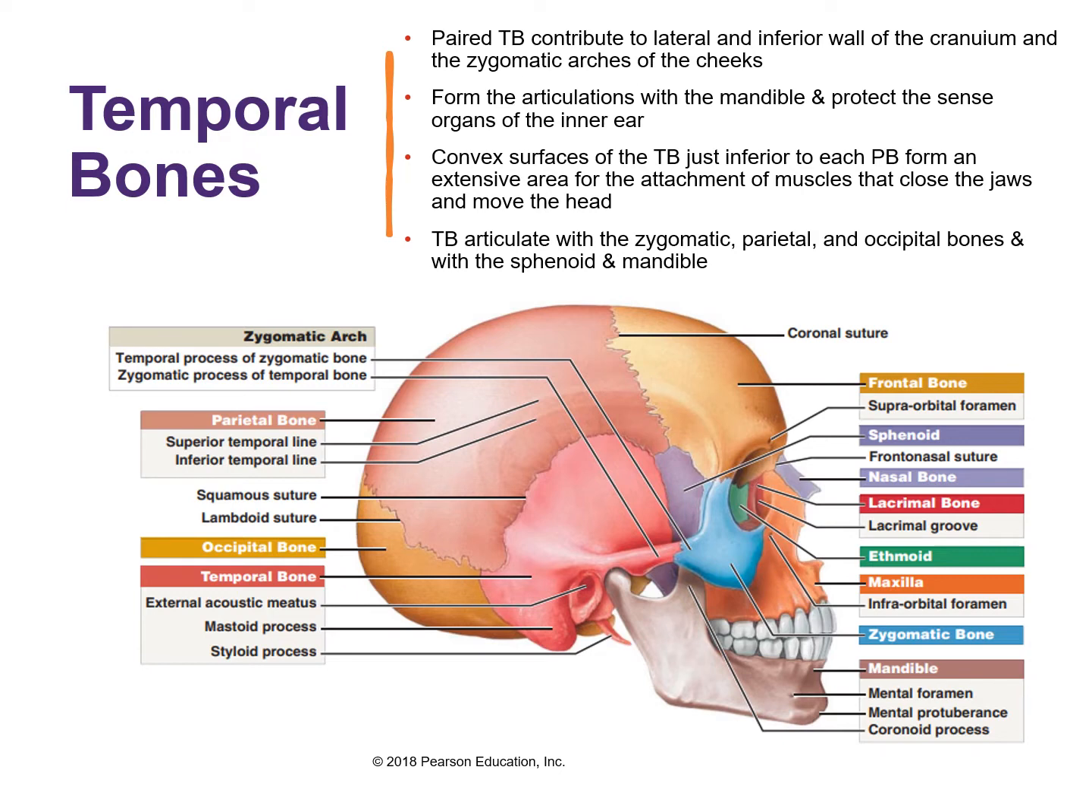So they form the articulations with the mandible, and they're going to protect those sense organs of the inner ear, okay, for hearing and balance. You have the convex surfaces of the temporal bones just inferior to each parietal bone. That's going to form an extensive area for the attachment of muscles that close the jaw, and that's going to be able to move the head. So the temporal bones articulate with the zygomatic, parietal, and occipital bones, and with the sphenoid and mandible.